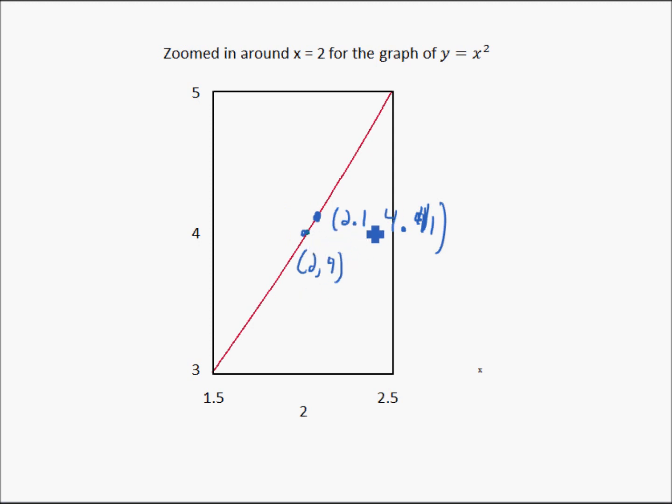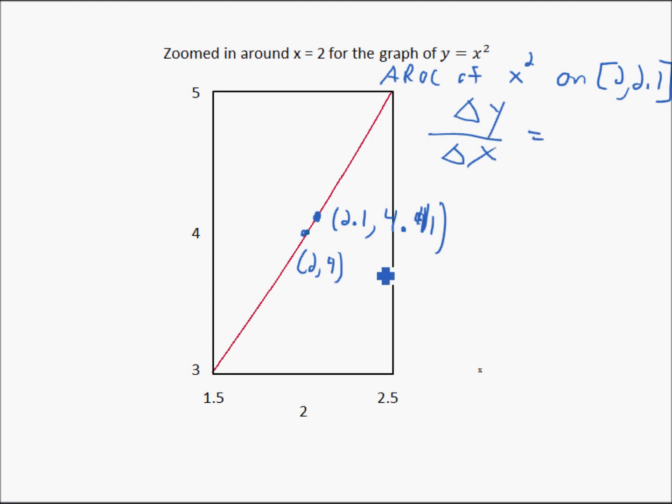So the slope that I'm finding here is not really the slope of the function. It's an approximate value, and you can see the further we zoom in, the closer our approximation is going to be. So let's calculate the slope here. The change in y over change in x, which is, again, what we're calculating, the average rate of change of x squared on the interval 2 to 2.1. That's what we're really calculating here. We get 4.41 minus 4, which is 0.41, divided by 2.1 minus 2. That's 0.1. Well, that gives me back 4.1.